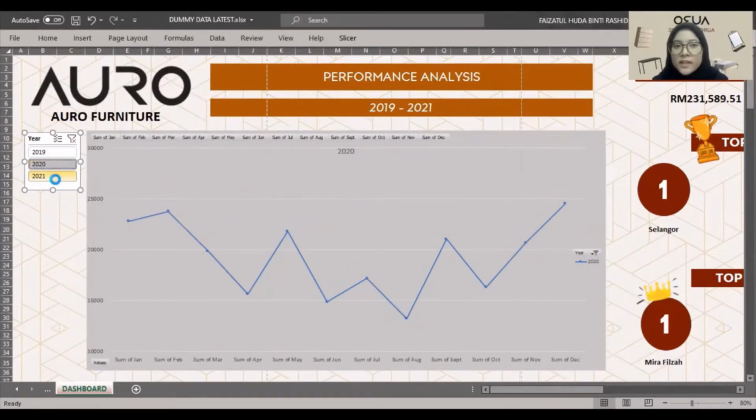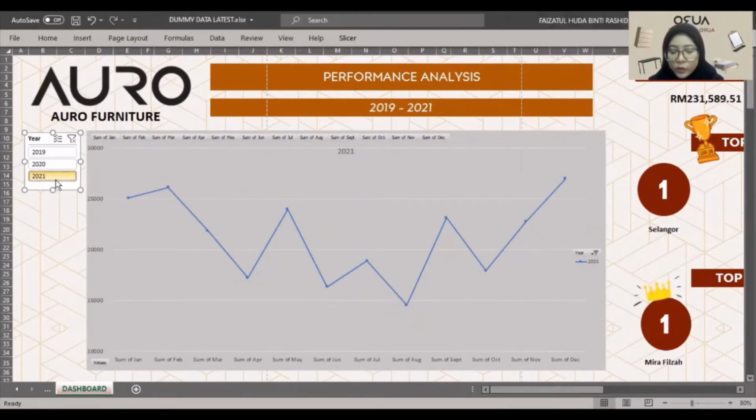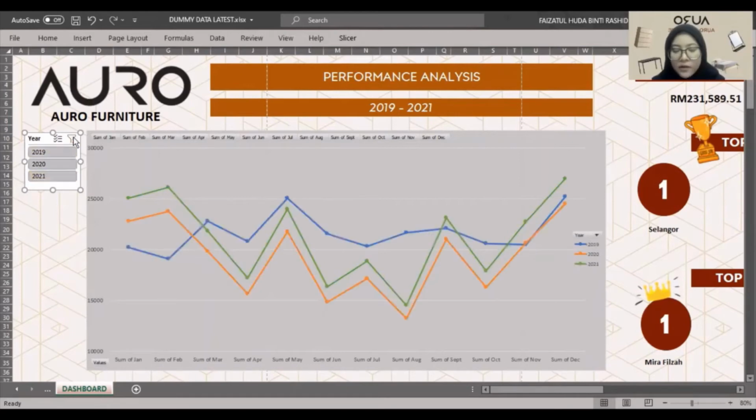Next, for the year 2021, we forecast sales to increase 10% based on 2020. This is because of the uncertainty of economic conditions due to COVID-19. It is unpredictable whether our company's economy will recover well in the next year.